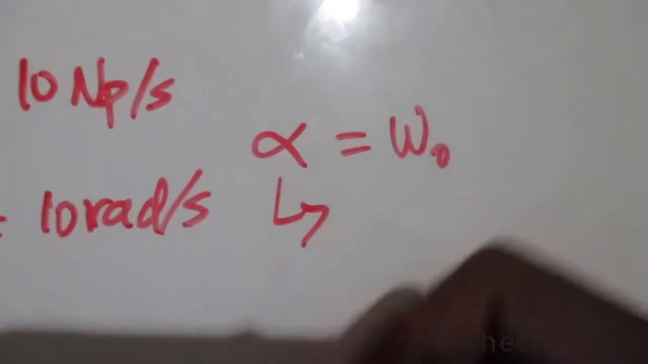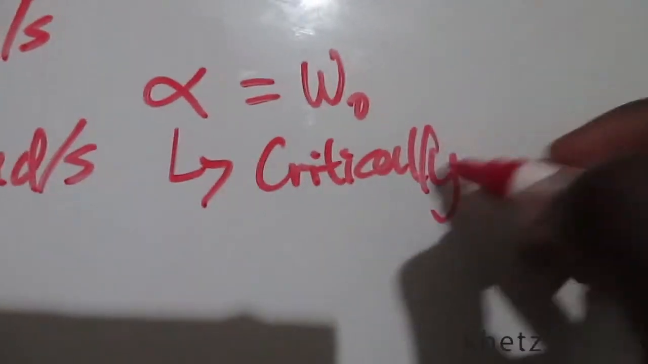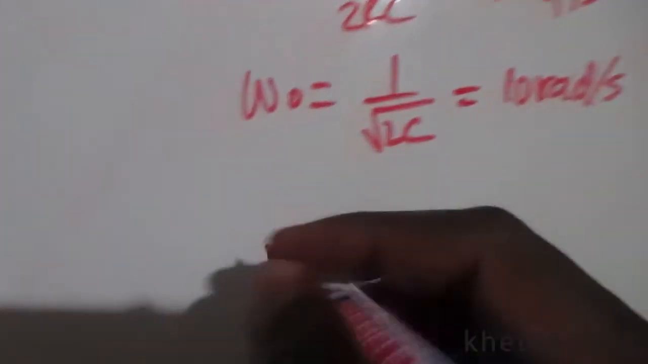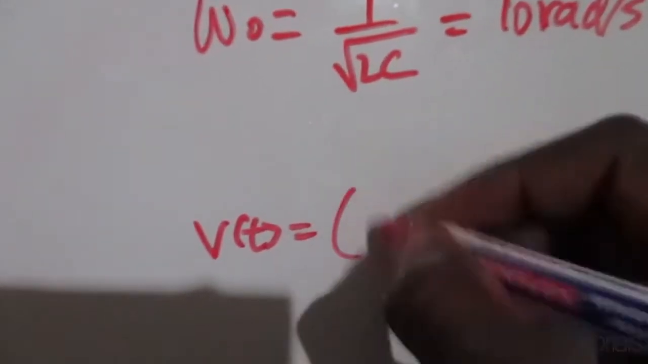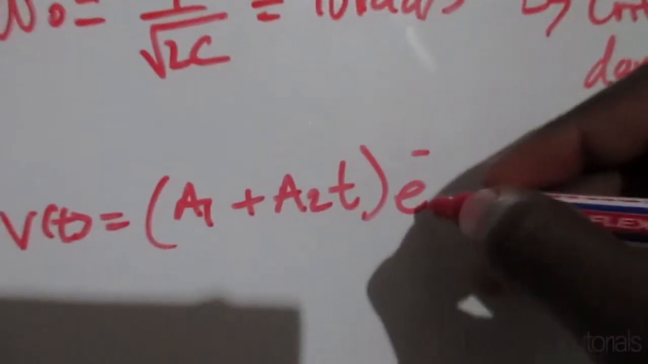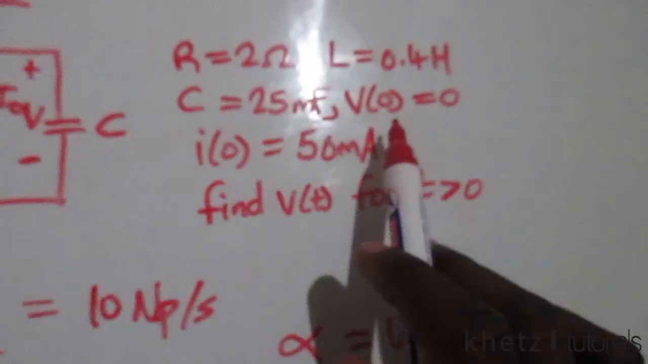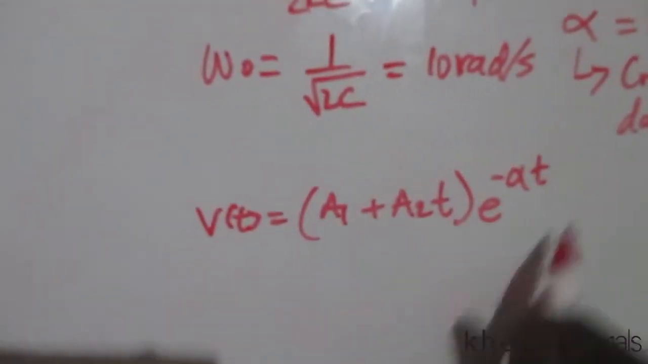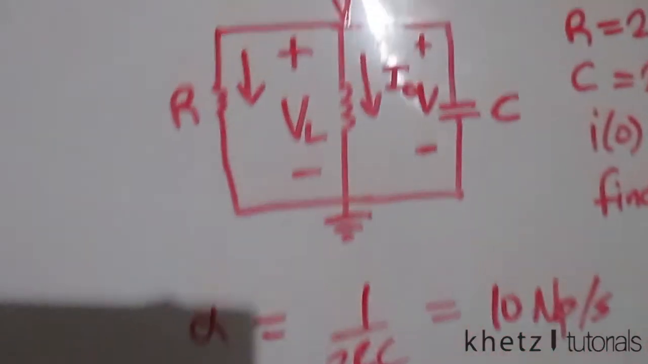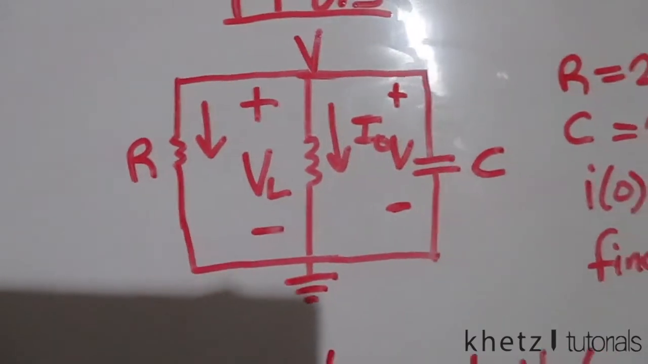And this tells us that the type of response is a critically damped response. The general formula for a critically damped response is v of t is equal to A1 plus A2 multiplied by t multiplied by e to the minus alpha t. So we have this one initial condition, which is going to help us to find the coefficients, and we are going to find the other initial condition, which is basically dV divided by dt.